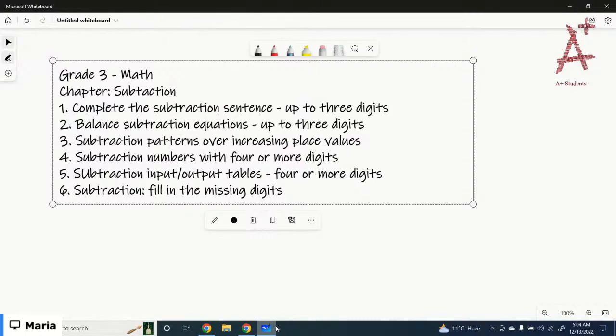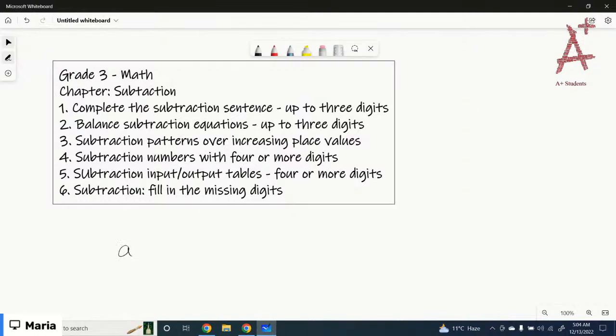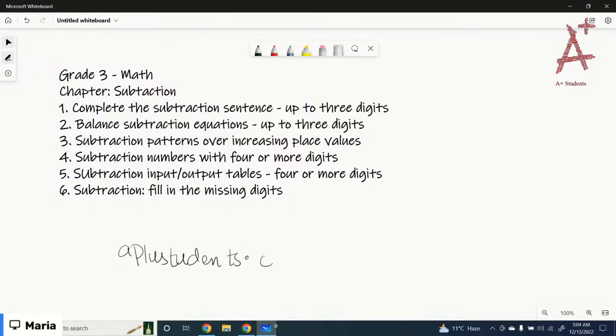We're going to start with grade 3 maths. You can find all the lessons on aplusstudents.com. You have to log in there using your email address and password as provided by the administrator. Then select math from the subject tab, scroll down to grade 3 maths, and there you can find a list of the chapters.